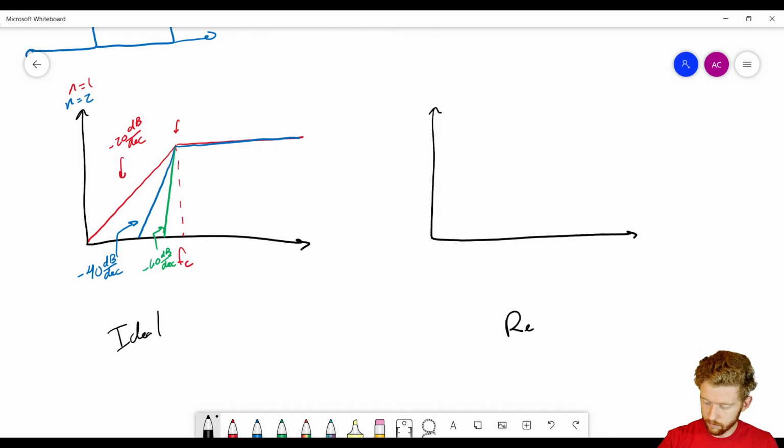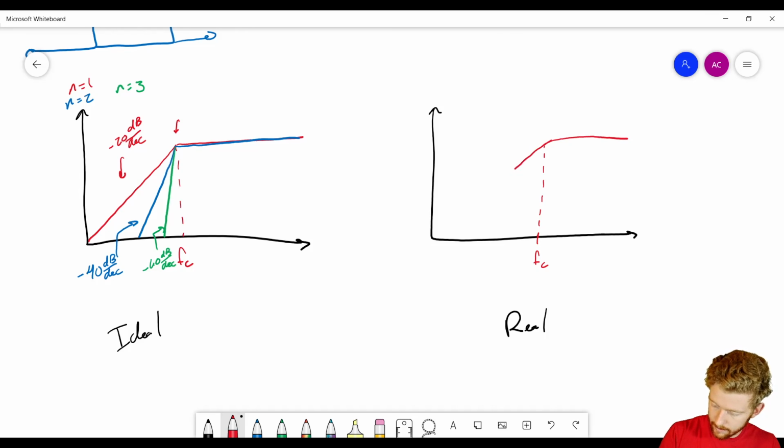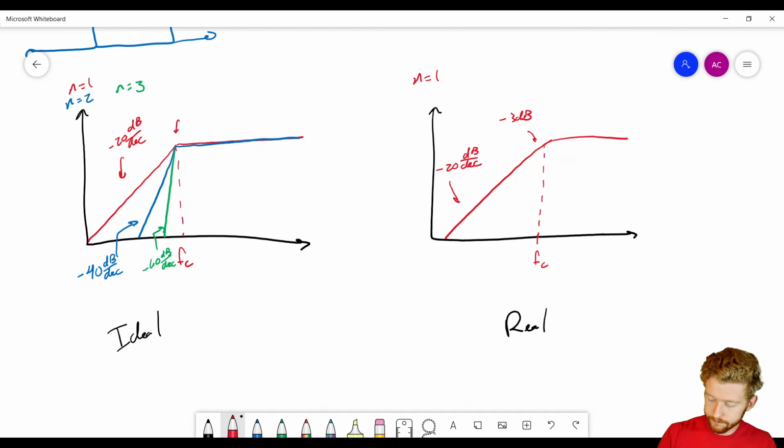So this is the real case. Let's say FC is right here. So for the real case, let me note here that this is n equals 3. For the real case, what's actually going to happen is that we're going to have a little bit of a roll-off here. Because in the real case, remember, we have minus 3 dB at this point. And this is for n equals 1. And this is a minus 20 dB per decade slope.